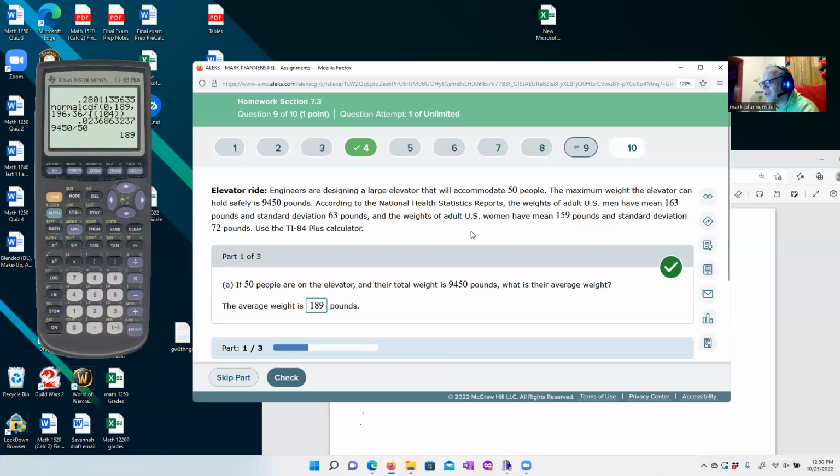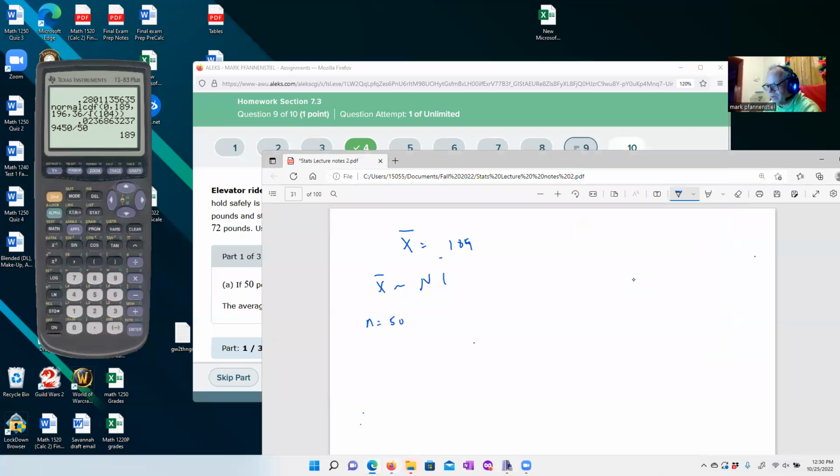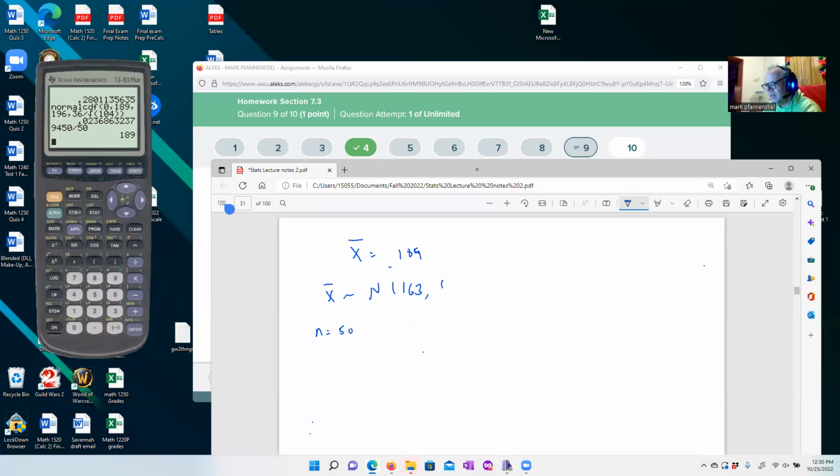So X bar has an average of, we go back up to our health statistics report, that U.S. men have an average of 163. I should be so lucky. And our standard deviation is 63 pounds, divided by how many people we put on this elevator. We put 50 men on this elevator. So we have a normal distribution because n is at least 50, with an average, this is my X bar, and a standard deviation divided by the square root of n. It's my standard error.